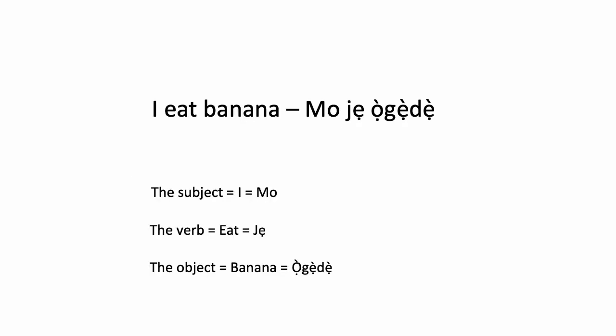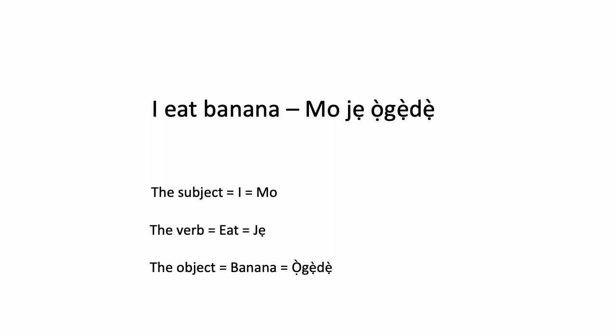Consider the sentence, I eat banana. In Yoruba, this sentence will be written or said as Mo je ogede. Here, the subject I is mo in Yoruba. The verb eat is je. And the object banana is ogede.